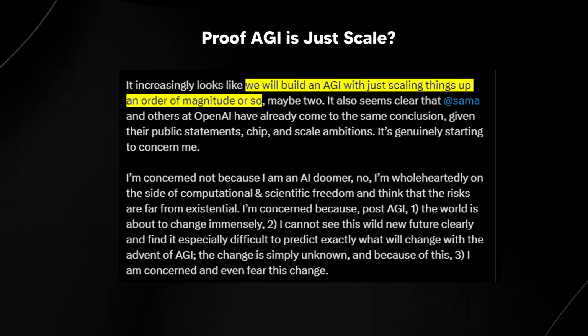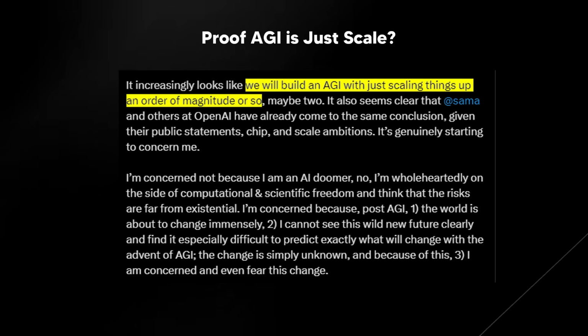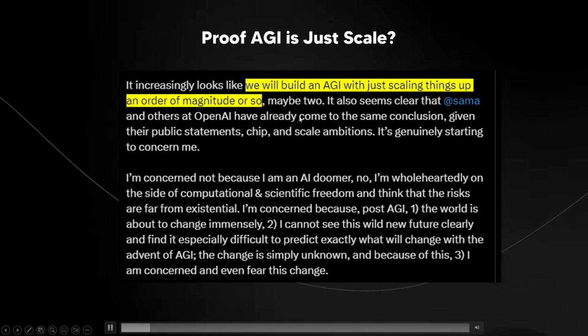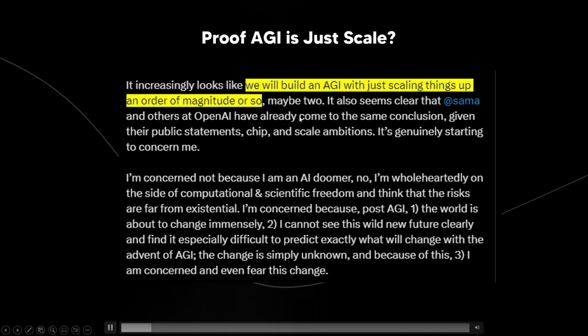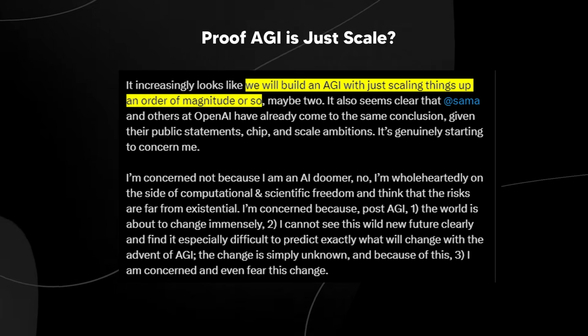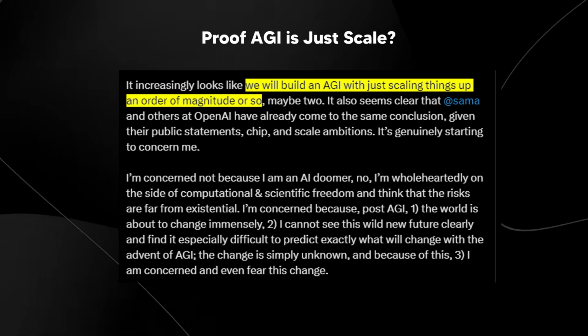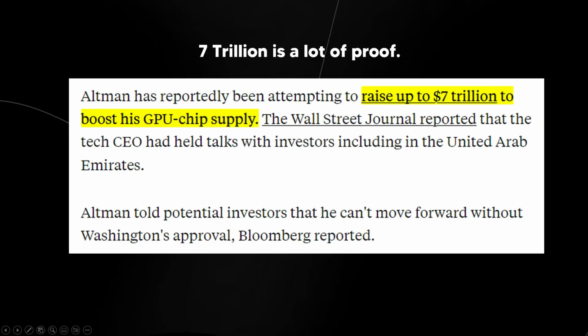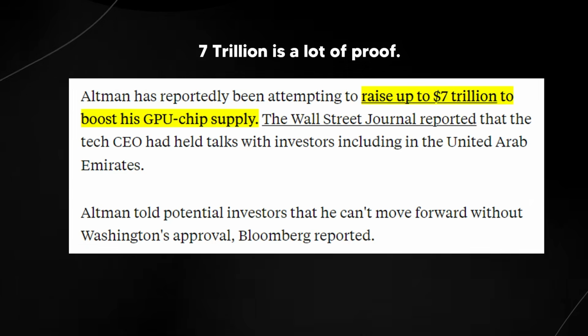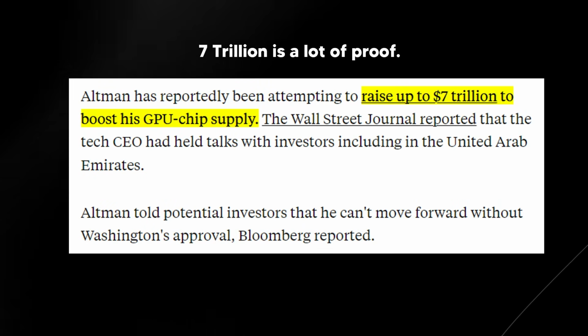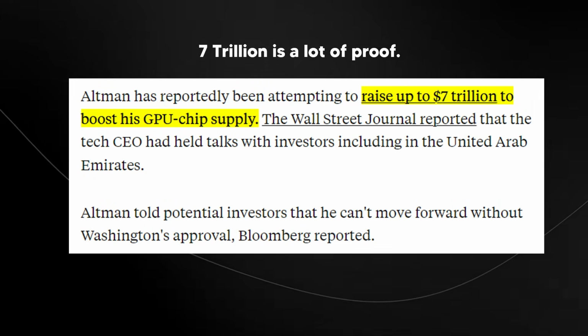And this does make sense. Ladies and gentlemen, we've already seen that Sam Altman and OpenAI potentially have come to the same conclusion. Given their public statements and the previous videos in which we've done deep dives on where OpenAI is heading, we know that the recent request from Sam Altman to scale and raise up to 7 trillion to boost his GPU chip supply is absolutely incredible.